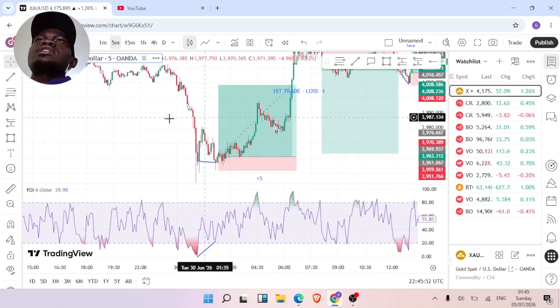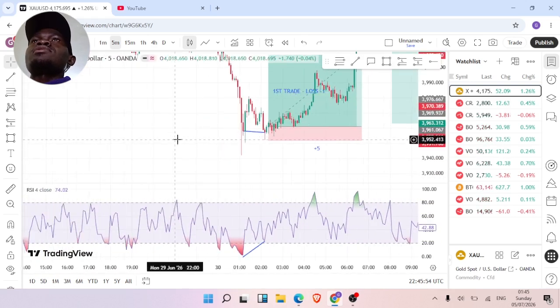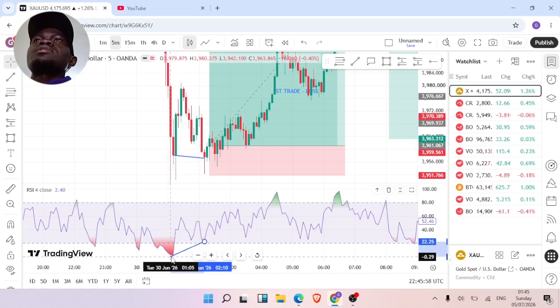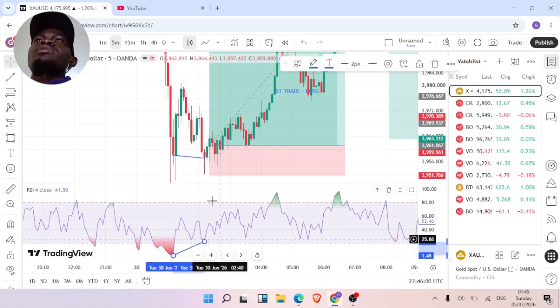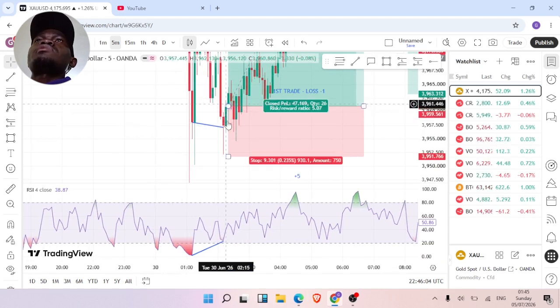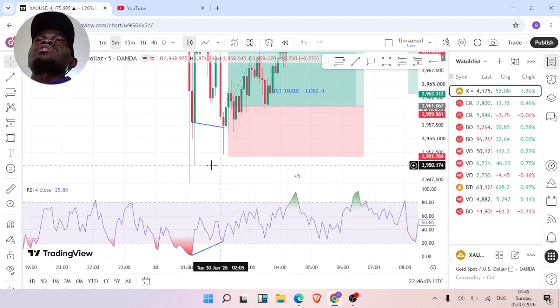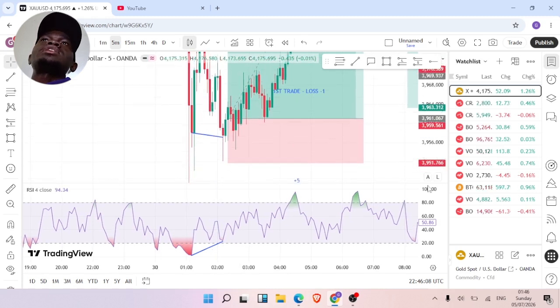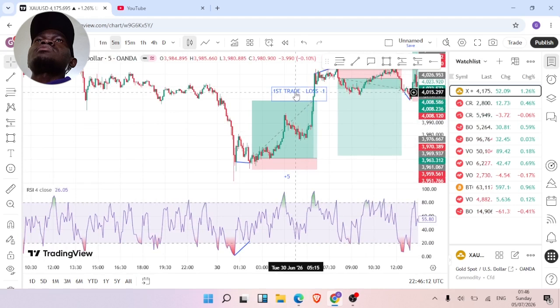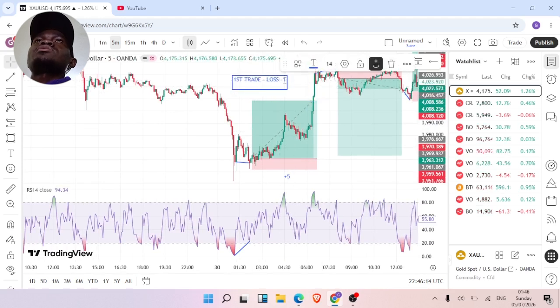So the next setup we have is here, and this is an RSI divergence as well. You can see on the RSI we have RSI doing the opposite of what price is doing, and then we have an engulfing candle there, stop loss below the engulfing, and targeting 5R. And you can see this gets to 5R, and this becomes the second trade. So second trade is a win, and we have +5.